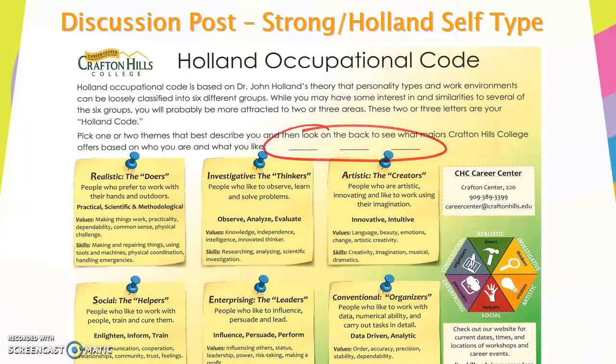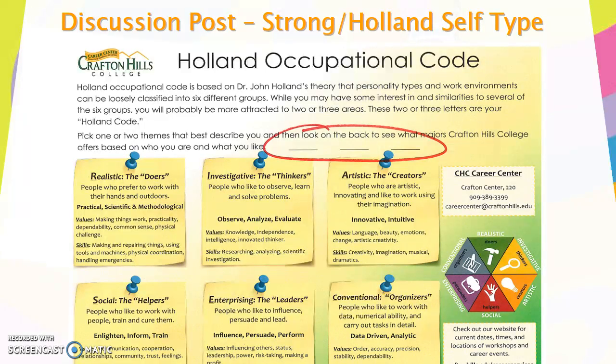After you have read all 6 categories, make note of your top 3. Place the letter of your most preferred category first, then second, then third. So, for example, for me, my top 3 are social, artistic, and enterprising, which would be SAE.